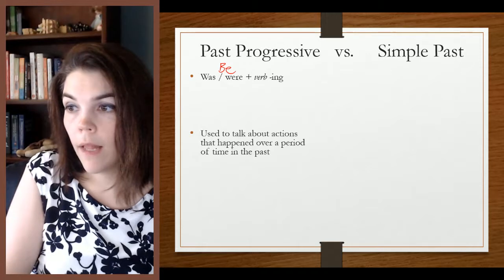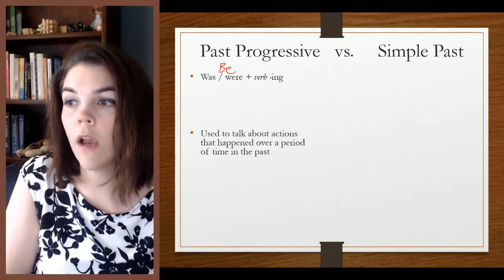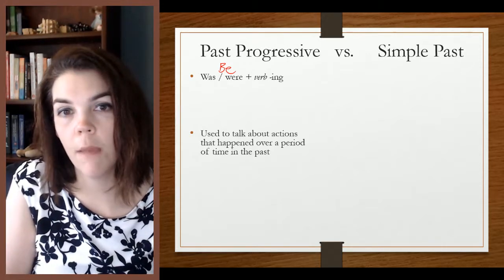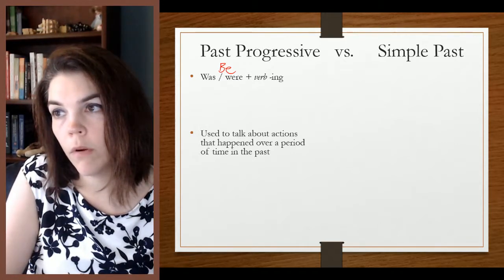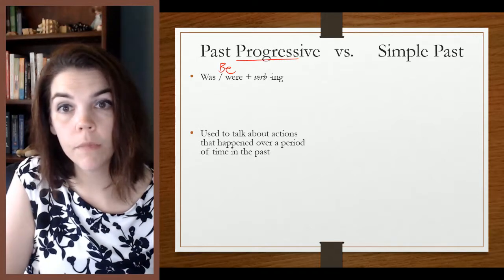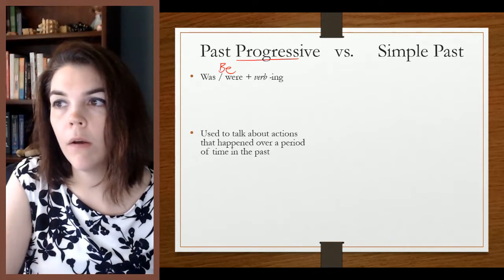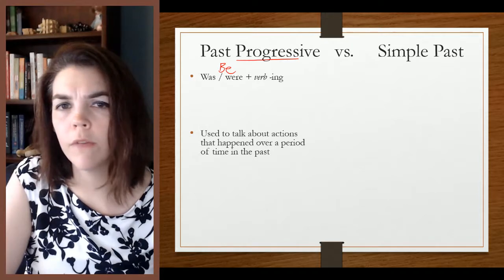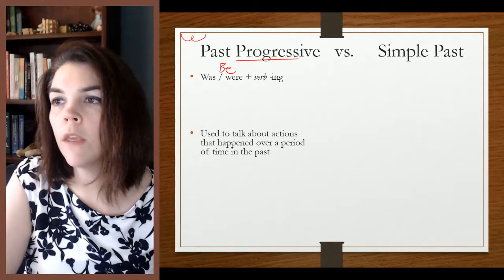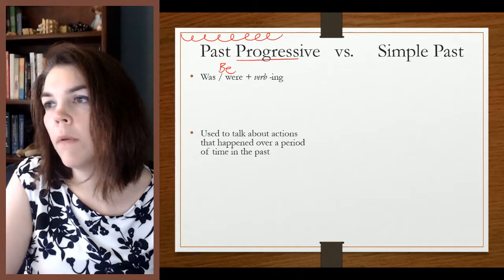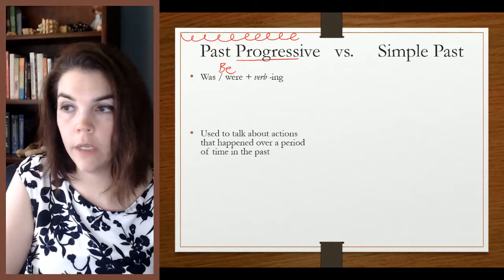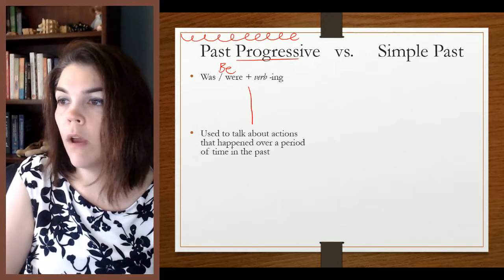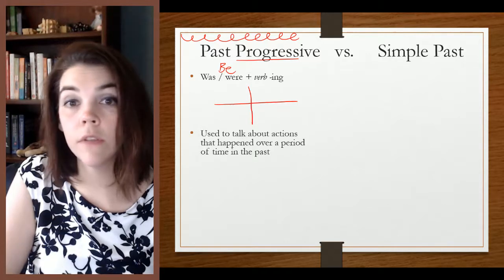We use past progressive to talk about actions that happened over a period of time in the past. So take a look at that word progressive. Do you see the word progress? Whenever you hear about present or future progressive or past progressive, you should be thinking about actions that happen over a period of time. So my example, I was reading yesterday. If I were to draw that out, it would look like this. So this is the past, this is the present, this is the future.